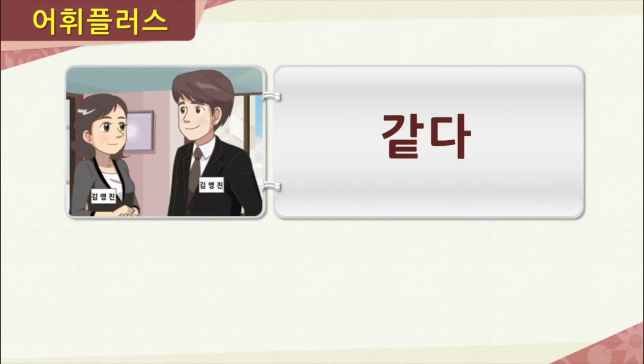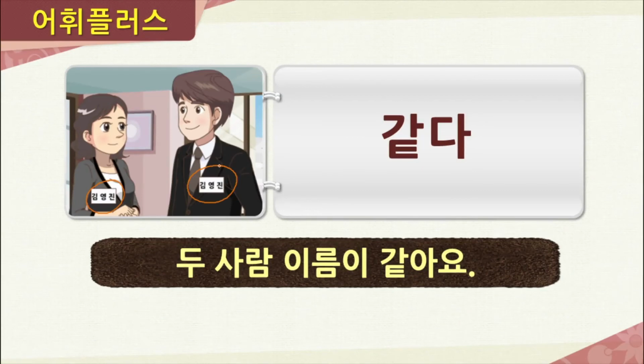Now the next word here is 같다. So here you can see that in this picture, the girl's name is 김영진 and the boy's name here is also 김영진. So you could see that the two names are the same. So we can say that by saying 두 사람 이름이 같아요.